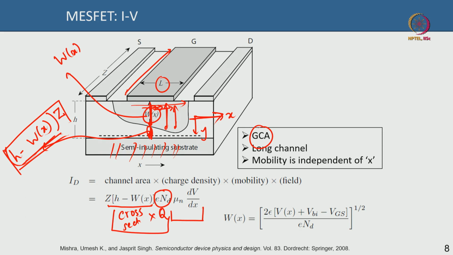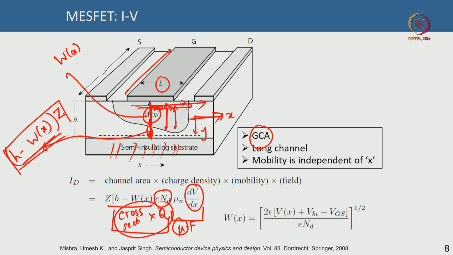mobility times the field. So it's the conductivity times the electric field, since the charge times mobility is the conductivity, and the field is dV by dx. So the field can keep varying along this direction, so dV by dx is the field. I am assuming the mobility is independent along this x axis.